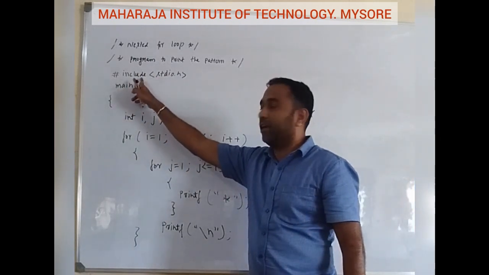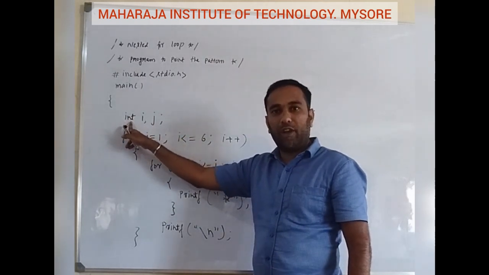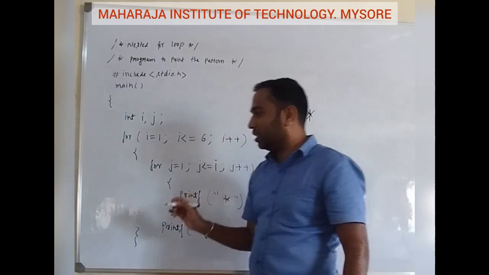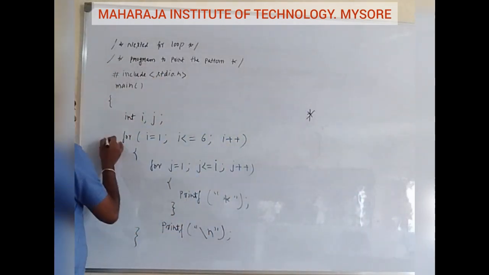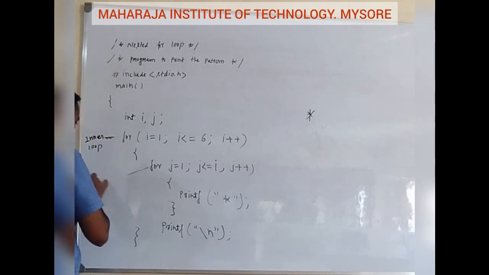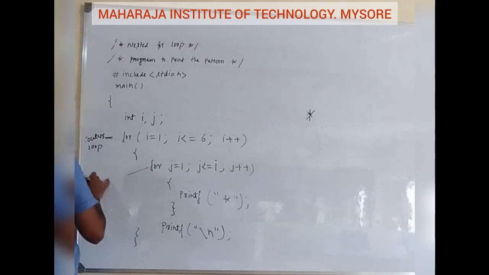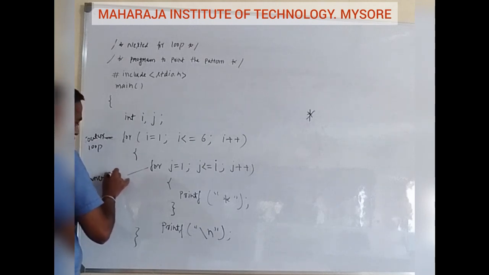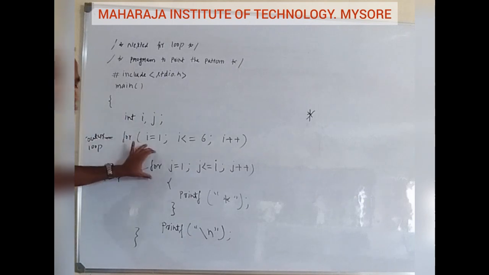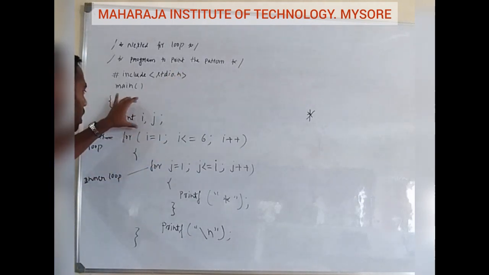Header files, then inside the main function, I am taking two integer values, i and j. This for loop is called the outer loop, and this for loop is called the inner loop. So I am writing two for loops to print the star pattern, using the integer values i and j.